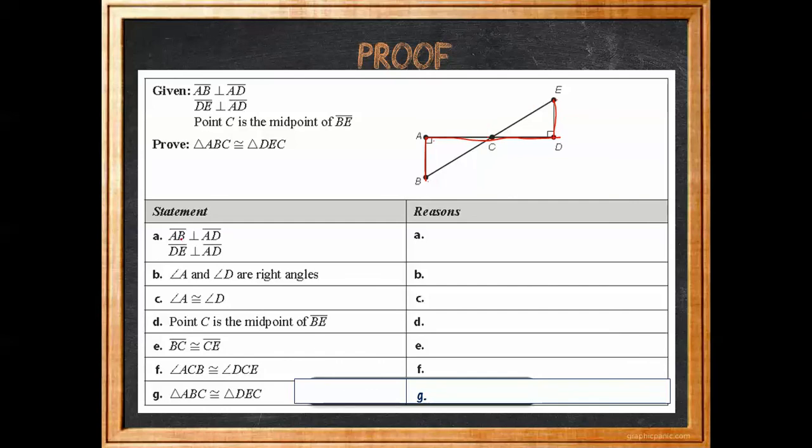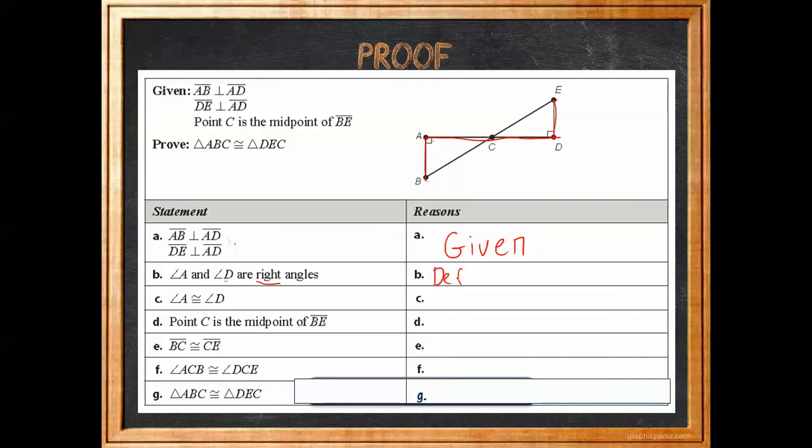The first statement here, AB is perpendicular to AD and DE is perpendicular to AD, is our given statement. That one's given to us. From this information that's given, we know that angle A and angle D are right angles. So what we're asking is, how do we know that? How do we know that these two angles are right angles based upon this information?